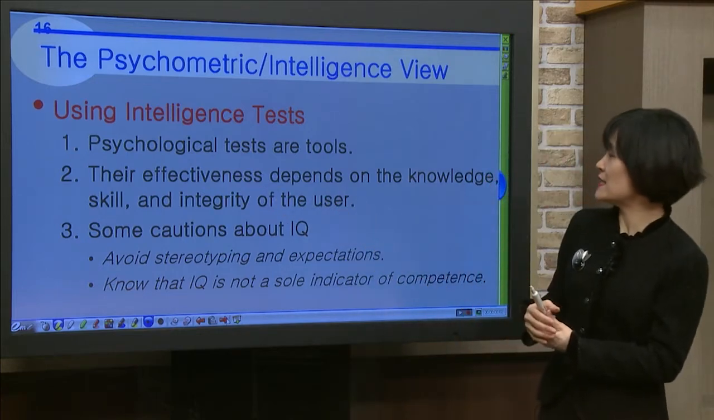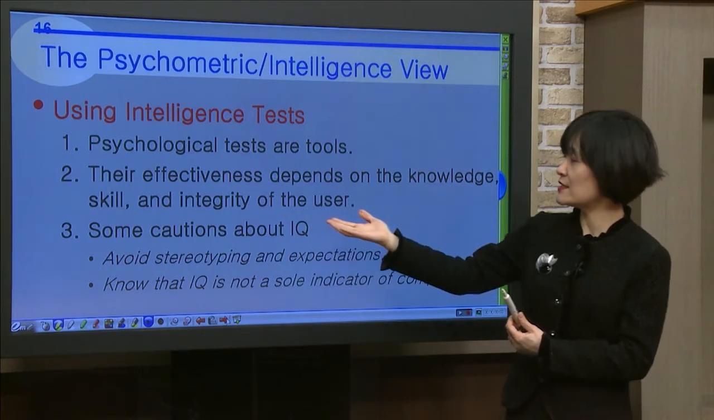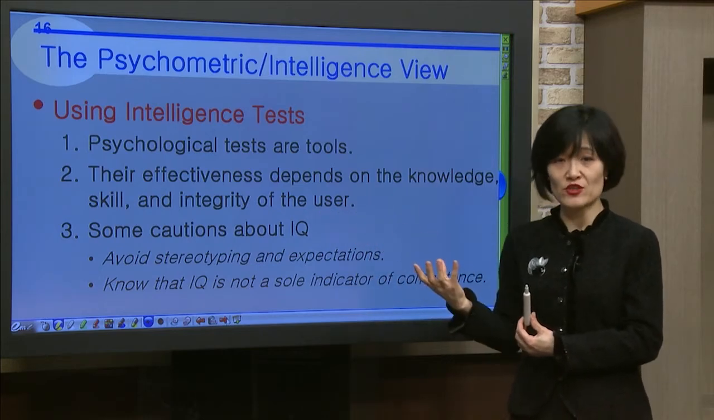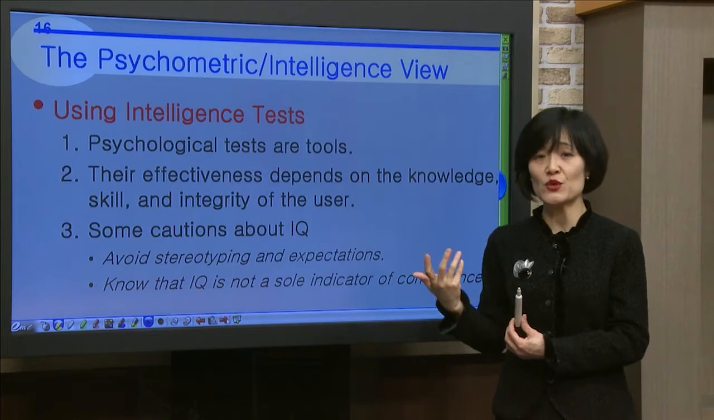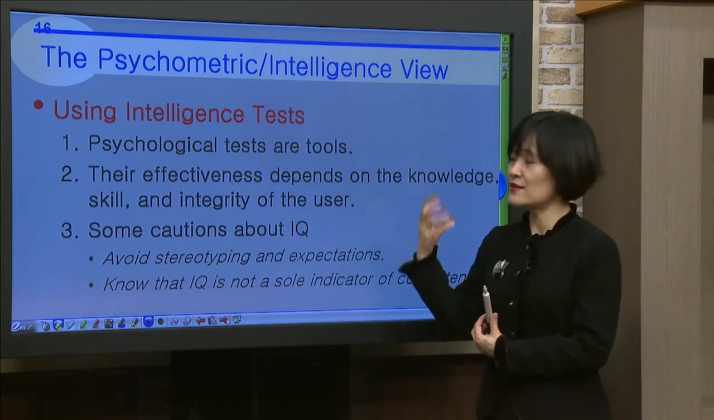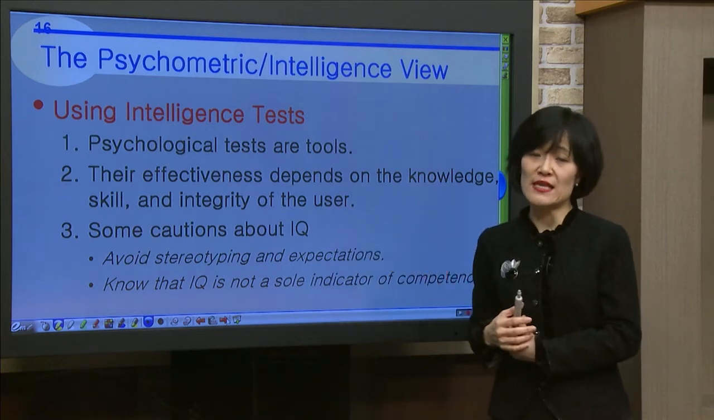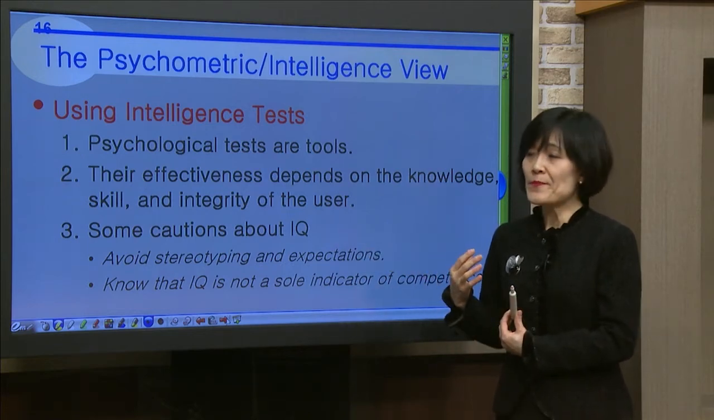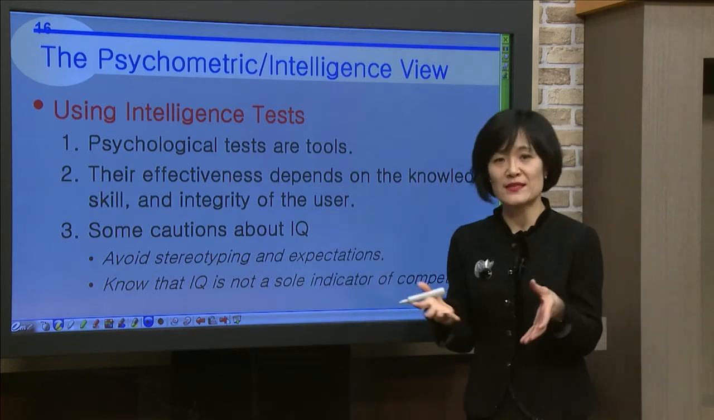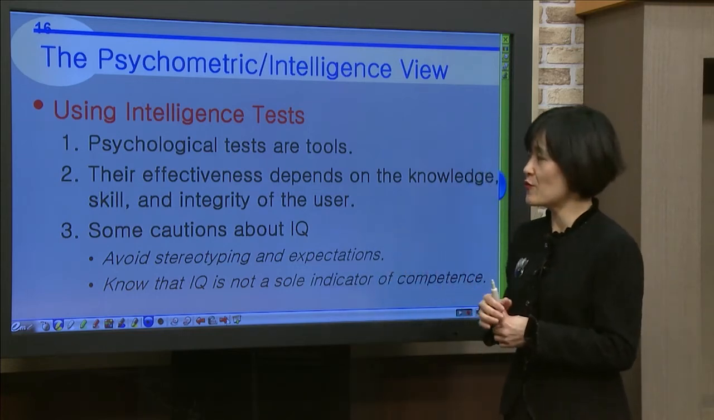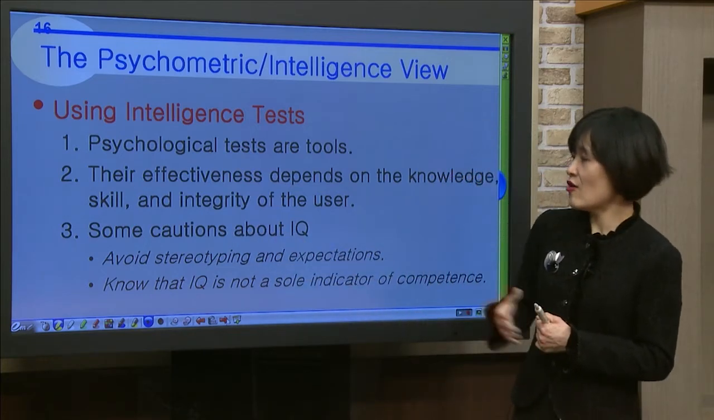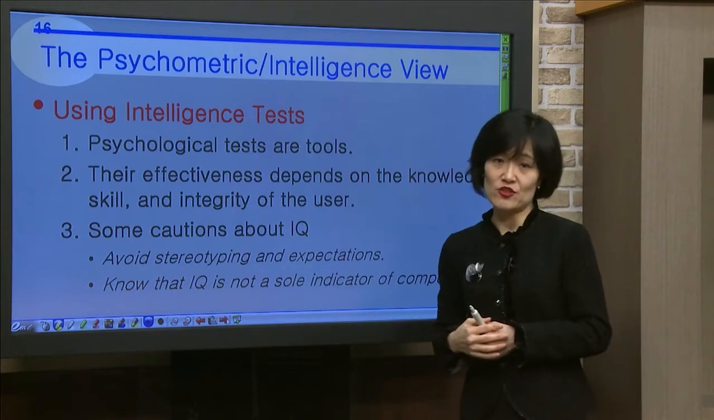The effectiveness of the IQ test depends on the knowledge, skills, and integrity of the users. So if users don't have information and don't have knowledge of IQ, its background, components, and philosophy, then that is the danger. So if you want to use an IQ score, try to know what the philosophy and basic structure are, that kind of information you need to know. And there are some cautions about IQ: avoid stereotyping and expectation.